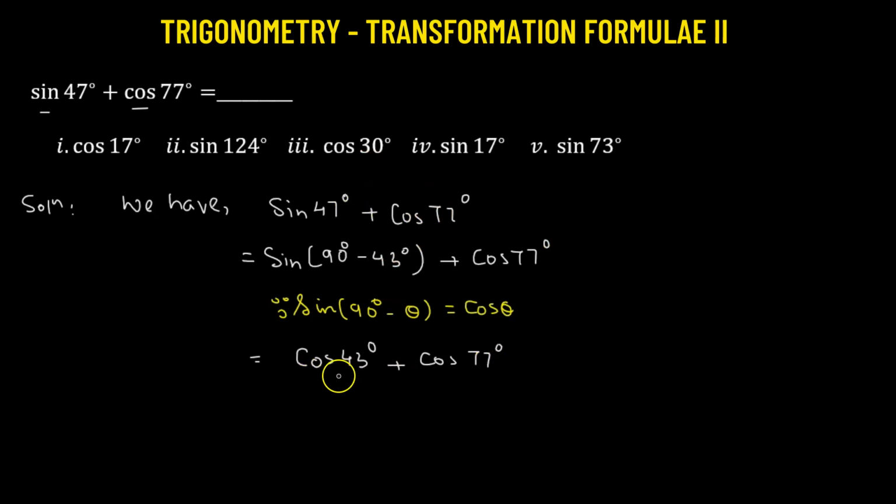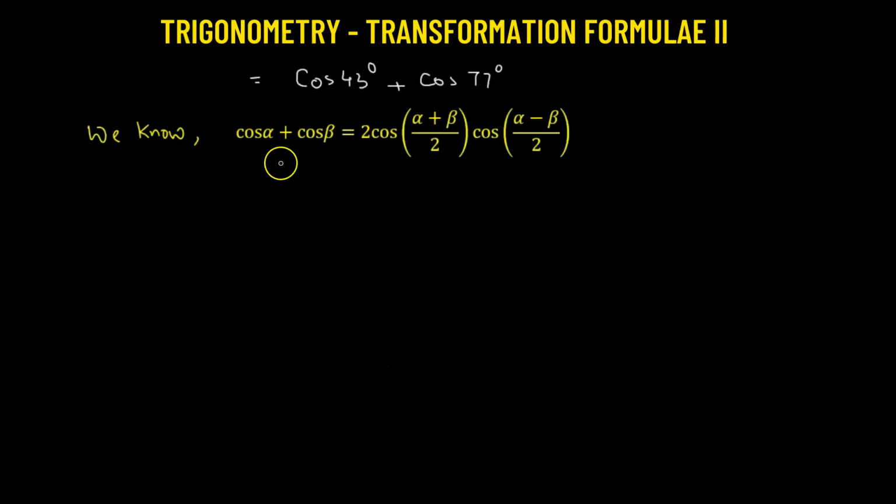Now that we have the sum of the cosine functions, let's apply the transformation formula. We know that cosine alpha plus cosine beta equals 2 times cosine of (alpha plus beta) over 2 multiplied by cosine of (alpha minus beta) over 2. So let's say alpha is 77 degrees and beta is 43 degrees, where I'm considering alpha to be greater than beta. Now we have cosine of 77 degrees plus cosine of 43 degrees.